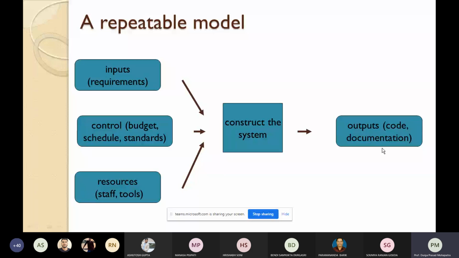So for the repeatable model KPIs, to move to the repeatable model, or level 2, what do you have to concentrate on? Configuration management, quality assurance, subcontract management. You have to make proper project planning. Already we have discussed project planning earlier. You also have to perform project tracking and oversight, and perform measurement analysis. So these are the repeatable model KPIs. You must focus attention on these activities so that you can reach the repeatable model.